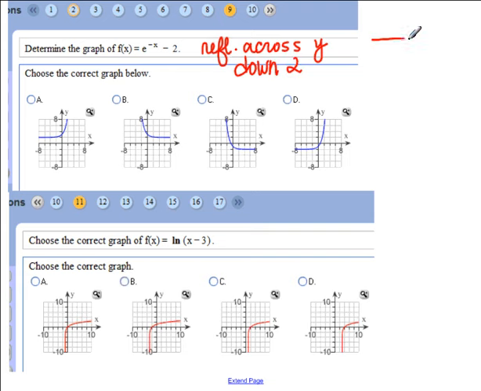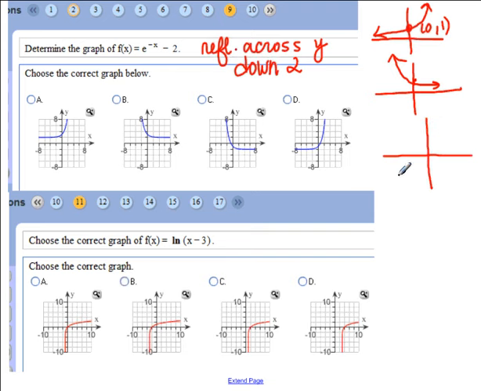So remember, e to the x looks something like this. It goes through the key point of 0, 1. So to reflect across the y-axis is going to make it look like this. And then it's got to go down 2 units. And so that asymptote also goes down. And that key point of 0, 1 goes down to 0, negative 1. So it should look something like this. Okay. And that looks like C.